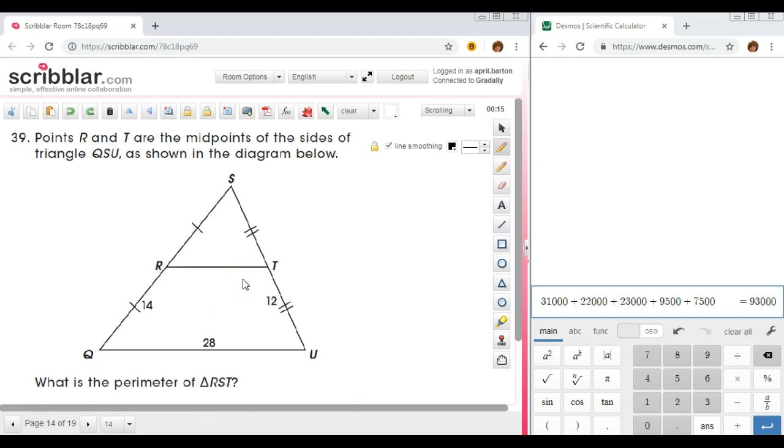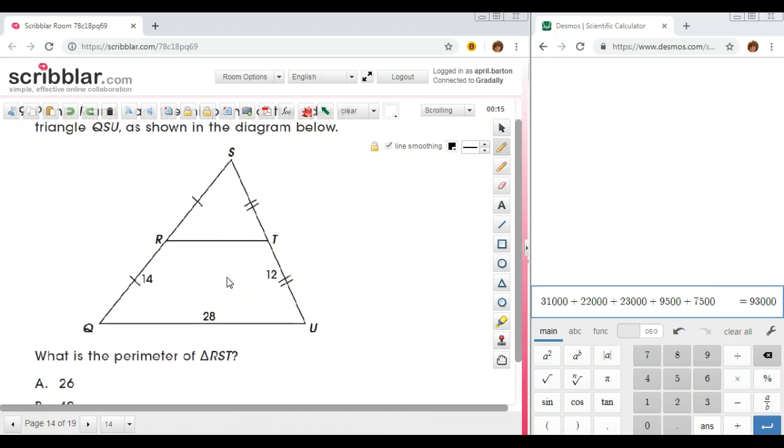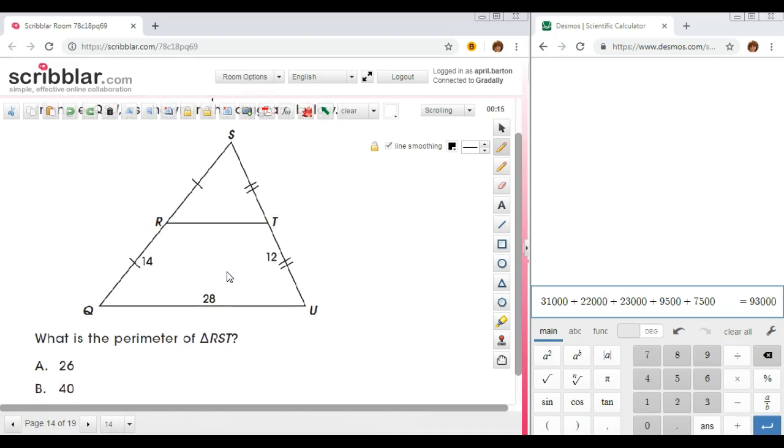Question 39. Points R and T are the midpoints of the side of triangle QSU, as shown in the diagram below. So midpoint means they are in the middle of the side of the triangle. What is the perimeter of RST?